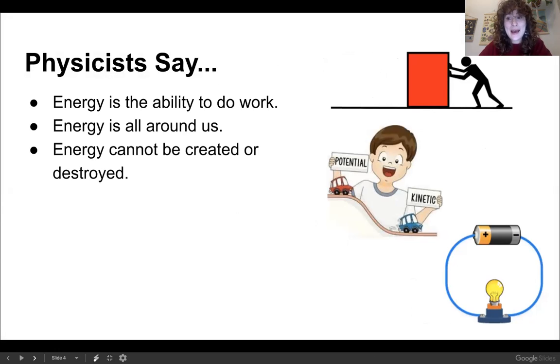Energy cannot be created or destroyed. This one's super important. We're going to focus on it a lot. You might also remember that matter also cannot be created or destroyed. Well, look at the world around you. Everything you see, everything you can name, can be classified as either matter or energy. So the universe is made up of those two things, matter and energy. Neither one of them can be created or destroyed.